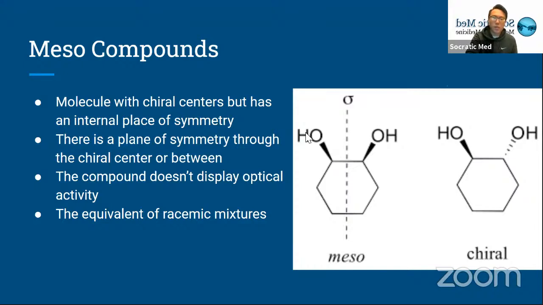So the plane of symmetry can be through a chiral center or between chiral centers. You can cut it through a bond between two atoms, or you can cut it directly down the middle of the atom. This is the equivalent of racemic mixtures, because there is no optical activity. They're both optically inactive and won't rotate plane polarized light.